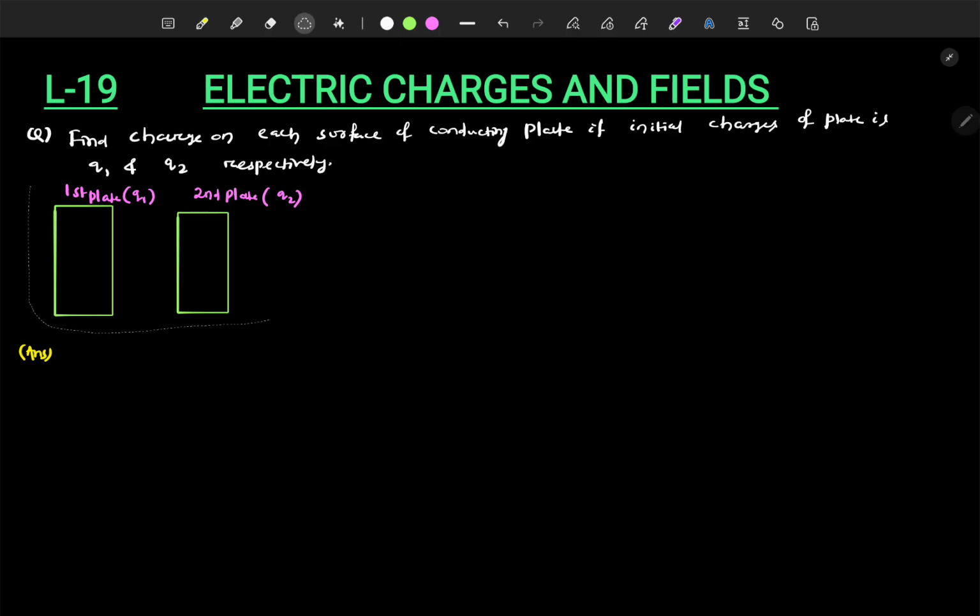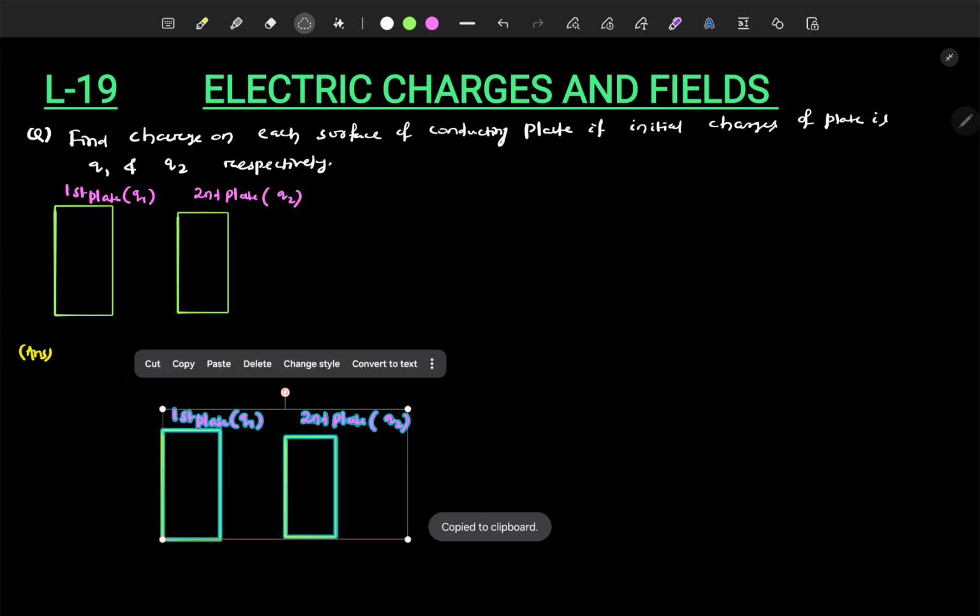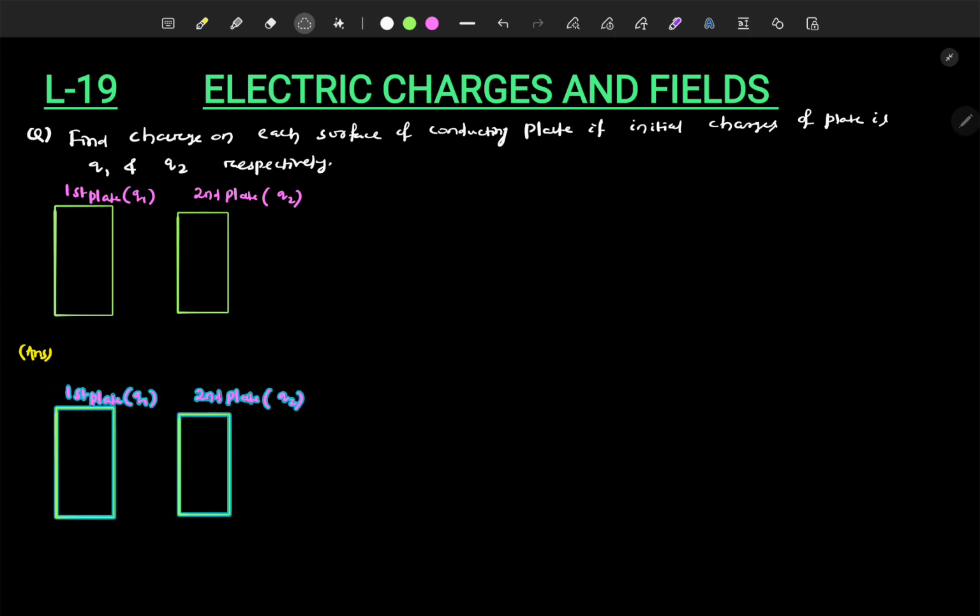Again, you all have to draw the diagram for the answer. Now listen to one thing. Let us consider this first side of the first plate, this is the second side, this is the third side, and this is the fourth side or fourth surface.